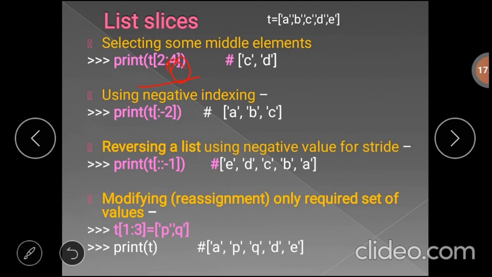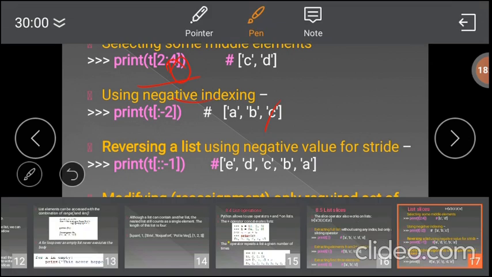Then again, to access values with the slicing operator, you can also use negative indexing. Print -2 colon. Here this position is -1, and this position is -2. From -2 it will access the values.